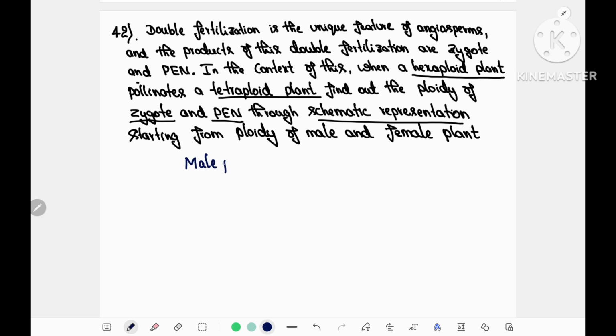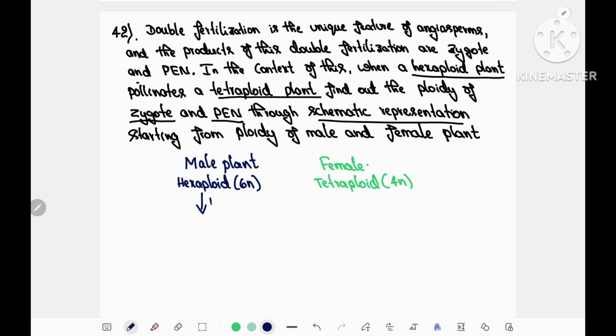So the given information is that the male plant is hexaploid. Hexaploid, as we know, is referring to 6N. And the other information given is that the female plant is tetraploid. And also we know that tetraploid means 4N. And we know that the male and female plants will produce gametes upon meiosis.